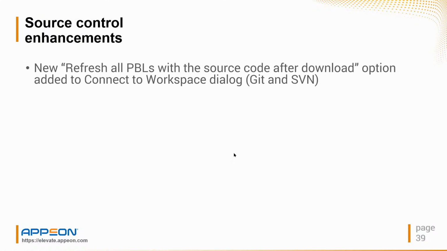Let's look at source control enhancements. There is a new option when you say connect workspace. This is where you don't have the workspace yet. It's in source control, and you're going to go grab it. Just in case the pibbles in the workspace in source control aren't up to date with all the source control changes, there's an option now that says refresh all pibbles. And so the IDE will go grab all the pibbles, all the source code, and then it will make sure that all the pibbles are updated to the latest version of the source code.